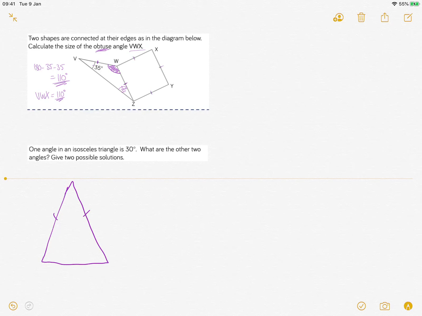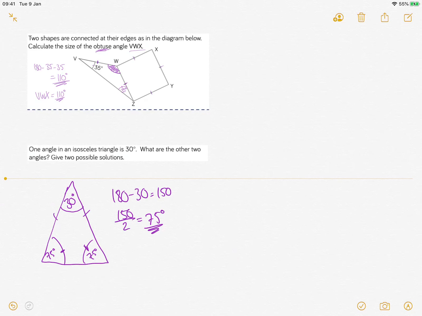So I know an isosceles triangle will look something like that. It could be rotated in any way, but let's just draw it as I know it best. One angle is 30 degrees, so let's say that this top angle is 30 degrees. Then I know that the bottom ones are the same, so I can do 180 take away 30, which is 150. 150 divided by 2, which is 75 degrees. So that means that the other two here are 75 degrees.